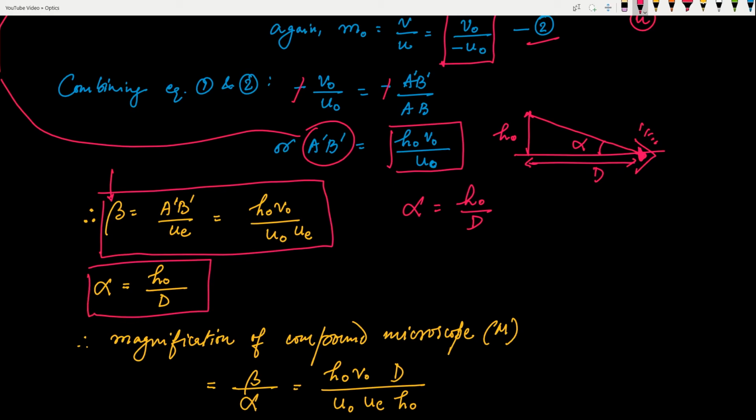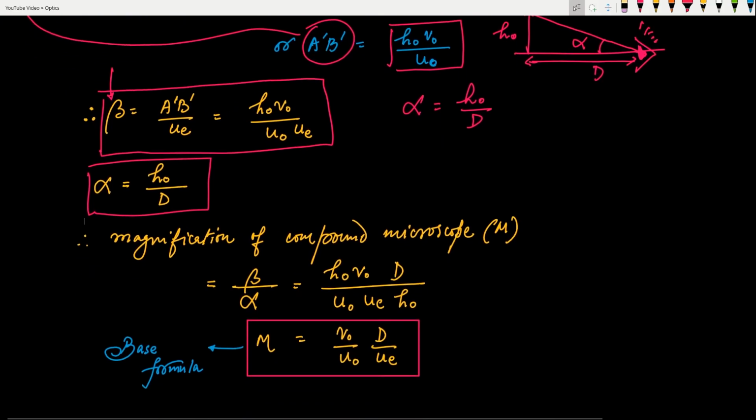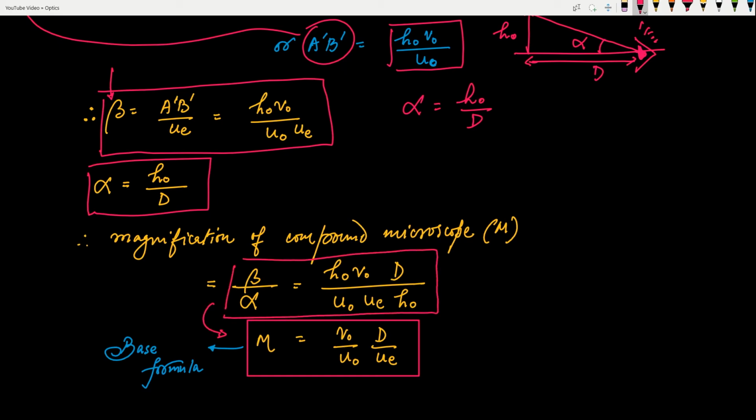Now we got alpha, we got beta. Now it's simple, just put the value and you'll get the formula for magnification of compound microscope. Therefore, you can see we have put the value here, beta by alpha. And finally, we got magnification to be this, H naught, and H naught will get cancelled out, and we got M is equal to V naught by U naught multiplied by D by UE. This is the base formula for compound microscope.